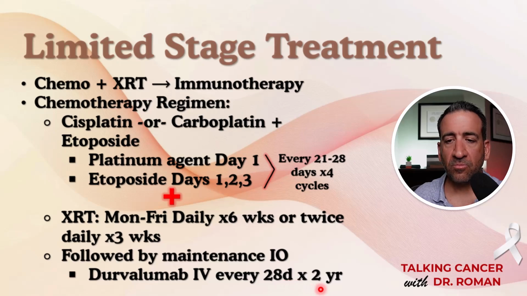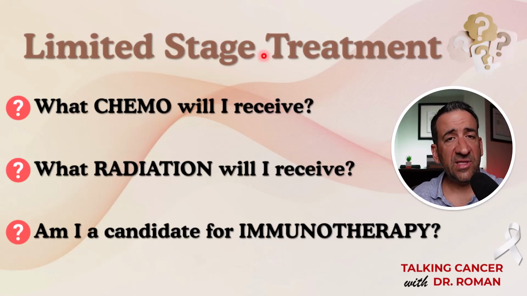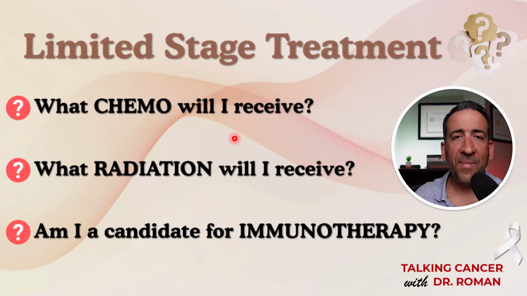All right? So the recap here. What you need to know, the questions that I would ask if you have limited stage small cell lung cancer. Again, it's quite simple. Just ask your doctor, do you have small cell lung cancer? If you do, are you limited stage? If the answer is yes, then the questions to ask are, what chemotherapy will I receive? I can tell you a platinum and etoposide is the most common.